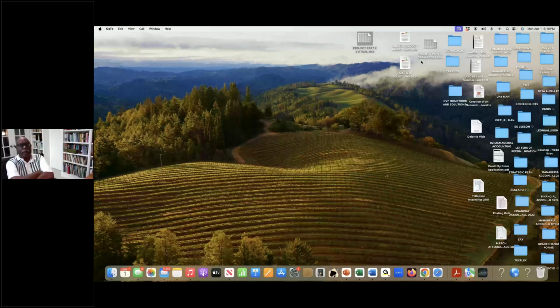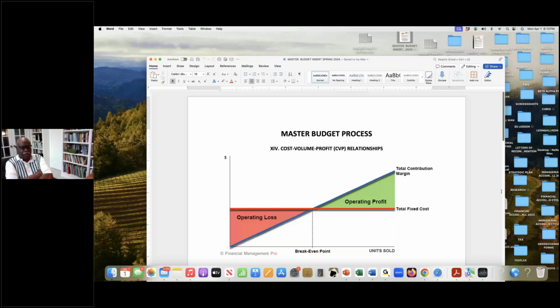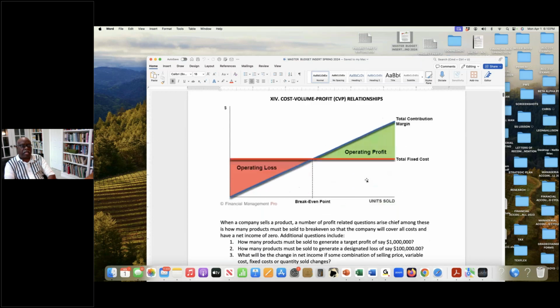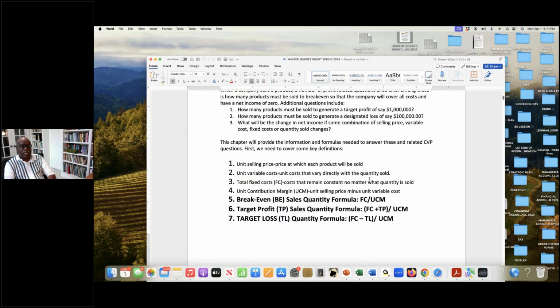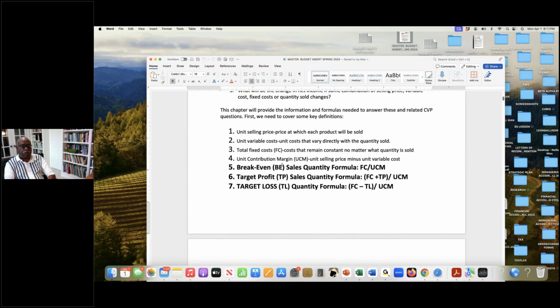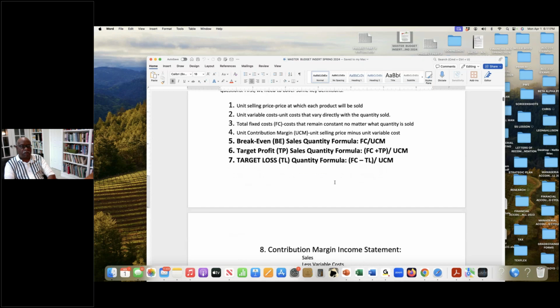So today we begin the master budget process, which we will spend roughly 3 weeks on. And everything we do, which we started off with calculating break even, target loss, target profit, everything we're doing, you have to do for your project. So break even, sales quantity, target profit, target loss. We're continually working with that.